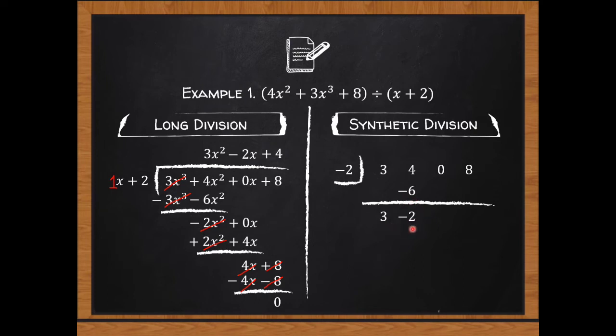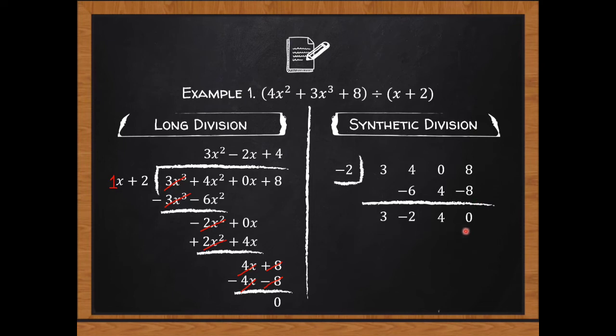After getting negative 2, pwede na tayo mag-multiply ulit. Negative 2 times negative 2 is positive 4. So, isusulat po natin si positive 4 dito sa third entry ng ating second row na nasa ilalim ni 0. So, that is positive 4. Now, we can add 0 plus 4 is equal to 4. Now, multiply ulit natin. 4 times negative 2 is negative 8. Susulat natin dito sa ilalim ni 8. Now, we can add 8 plus negative 8 is equal to 0.